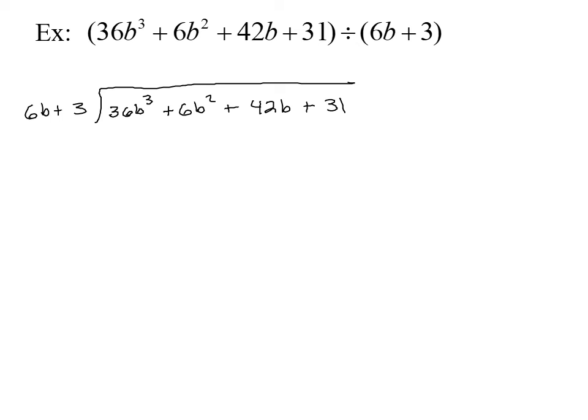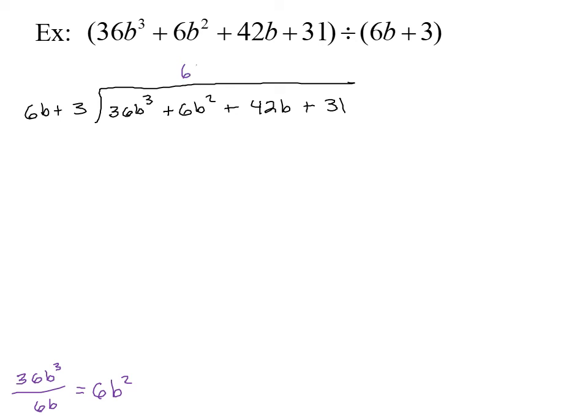It is important to notice that they are in descending order. You do have to have all your terms in descending order. So we're going to do the first term underneath, the 36b cubed, divide that by the 6b in the front. 36 divided by 6 is 6, and b cubed minus the 1b on the bottom gives me b squared.